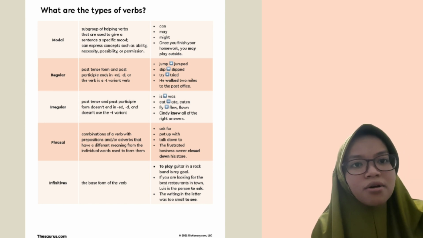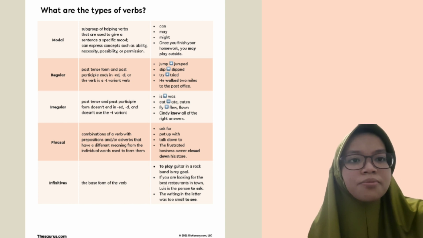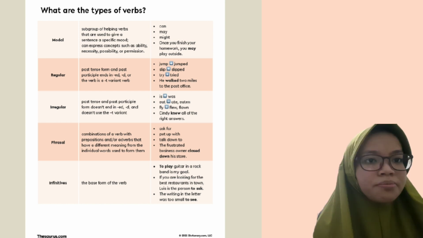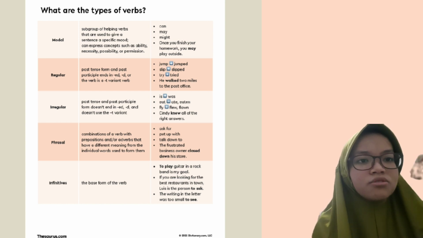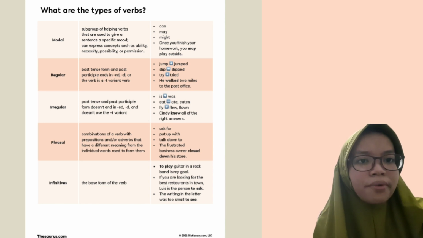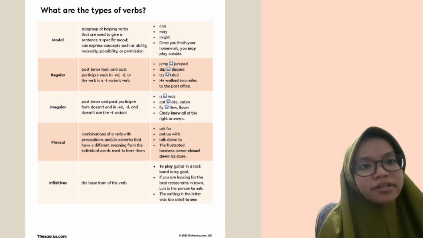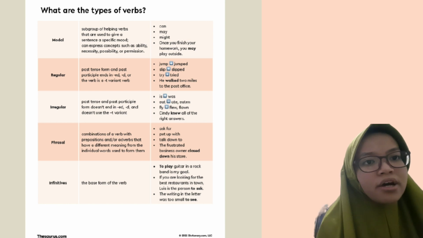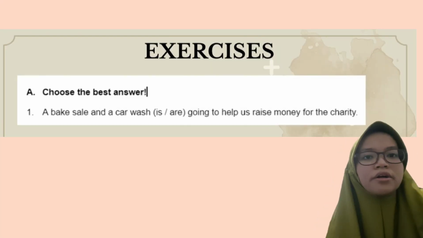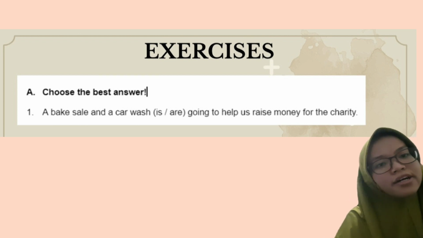The next type is phrasal. Phrasal verbs are combinations of a verb with prepositions and/or adverbs that have a different meaning from the individual words used to form them. The example, the business owner closed down his store. And the last type is infinitives, the base form of the verb. The example, to play guitar in a rock band is my goal. Okay, so that's the types. There are 11 types of verbs. Okay, for the next is the exercises.